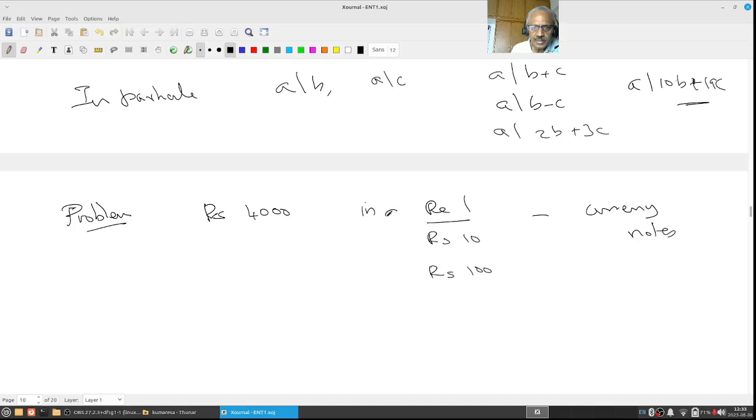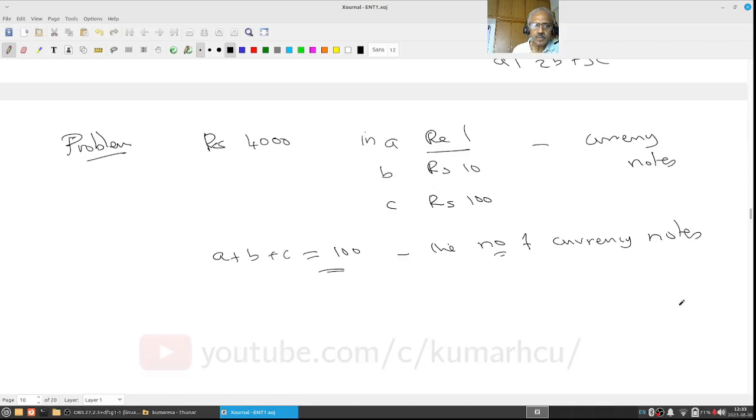I want to have A many 1 rupee notes, and B many 10 rupee notes, and C many 100 rupee notes. But what do I want? I want the total number of currency notes to be 100. This is the number of currency notes. But how much money will I have? A times 1, plus B times 10, that is 10B, plus 100C. That must be 4000. You understand that?